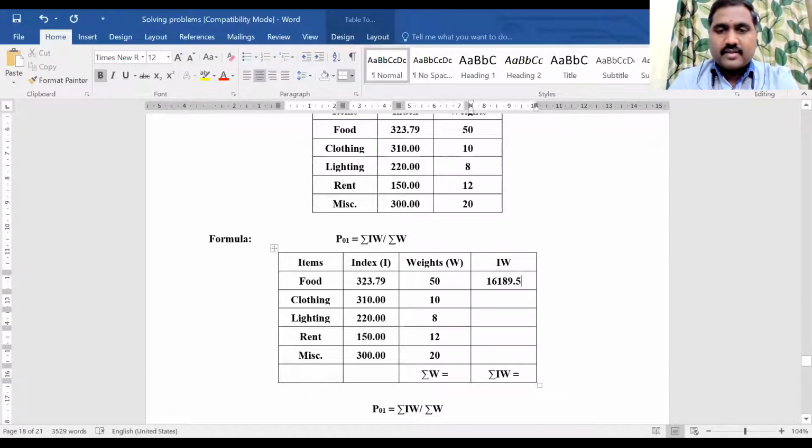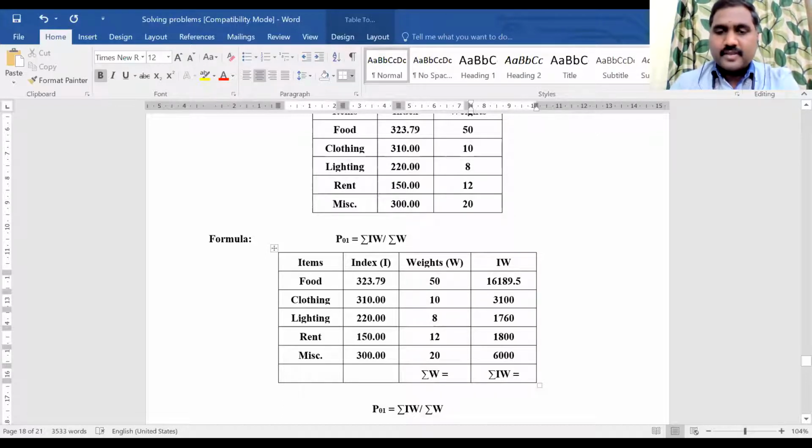16,189.5. After 0.5, is there any value? Better you tell me after the point. Okay, no problem, 2 digits also. Otherwise, okay. 310 into, okay, it is 220 into 80,760 and 12 into 150,800 and this is 600, right?